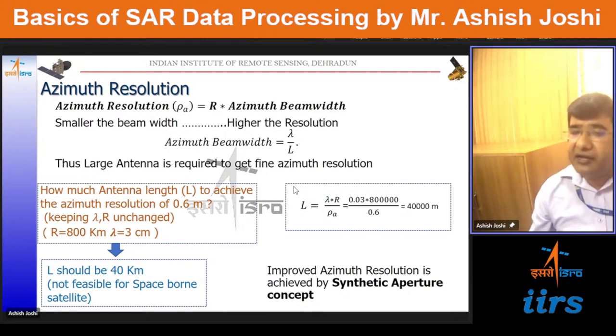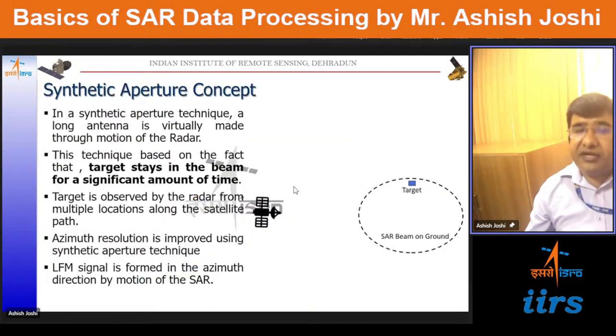The solution is that if we have a larger antenna, then we can get a better azimuth resolution. Okay, so we cannot make this larger antenna physically in space. We can make it by the synthetic aperture concept. So what is the synthetic aperture concept? Actually, we are simulating a larger antenna with the motion of the SAR.